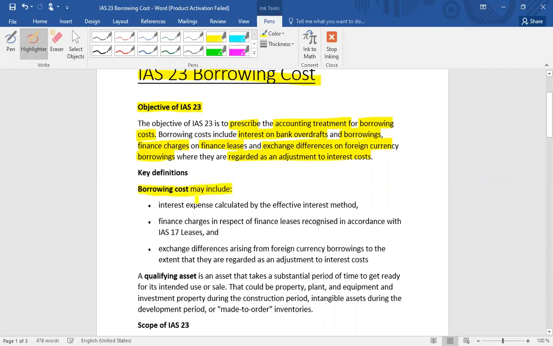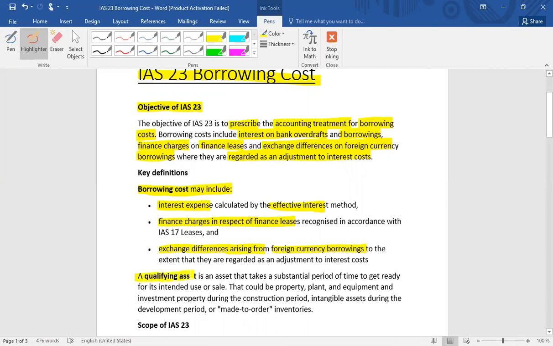Borrowing cost may include interest expense calculated using the effective interest method, finance charge in respect of finance lease in accordance with the relevant accounting standard, and exchange differences arising from foreign currency borrowings. Now, what is a qualifying asset? Because if borrowing cost is associated with a qualifying asset, such borrowing cost is to be capitalized. So it's very important to know what a qualifying asset is.